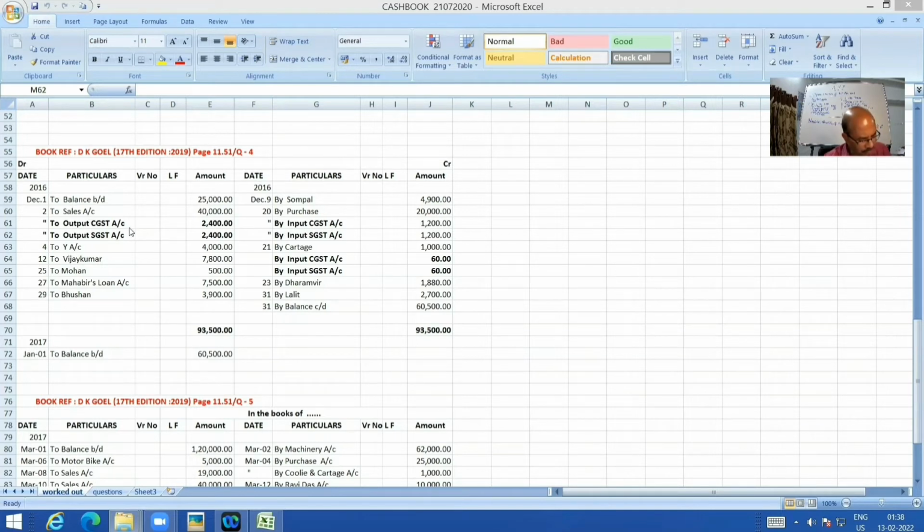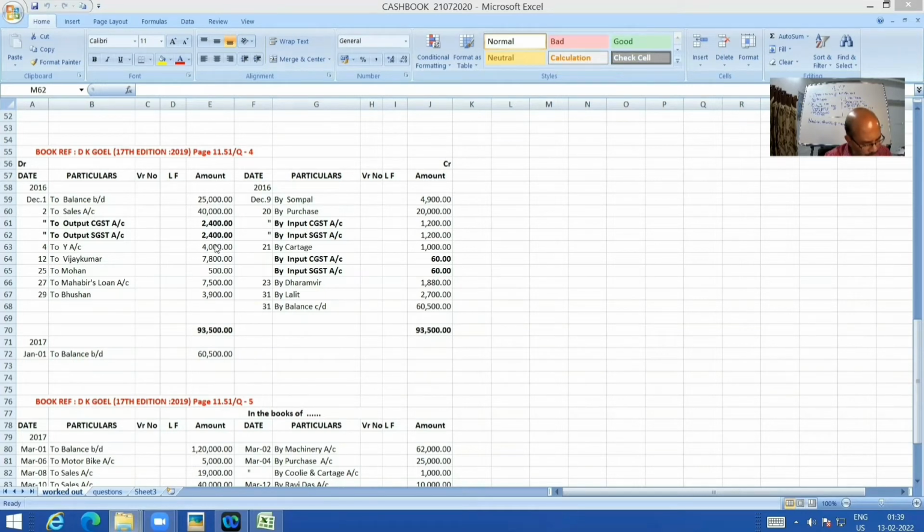See, it looks so funny, no? On behalf of Y, that Y only matters here. X is a middleman. I just ignore him. So what will be the entry? Received from Y rupees 4,000. So cash to Y account 4,000.